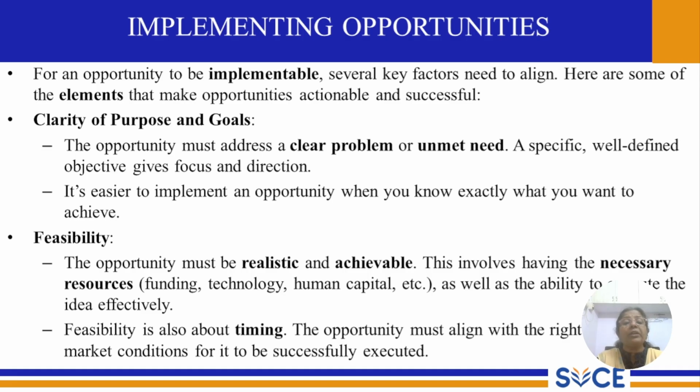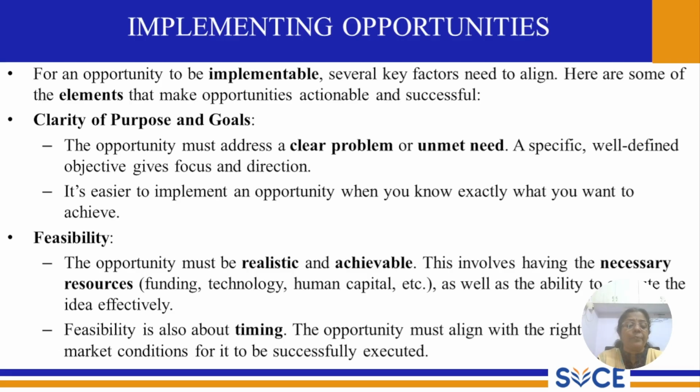So, implementing these opportunities. For an opportunity to be implementable, whether it is good, feasible, possible, or will have an impact, several key factors need to align. Here are some of the elements that make opportunities actionable and successful. First, clarity of purpose and goals. The opportunity must address a clear problem or unmet need. A specific, well-defined objective gives focus and direction. It's easier to implement an opportunity when you know exactly what you want to achieve. What is my goal? What would I like to change in society? What sort of impact should my solution create?